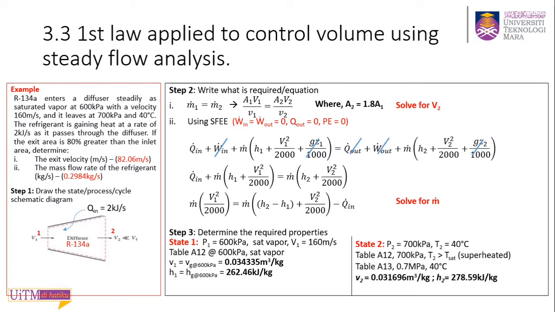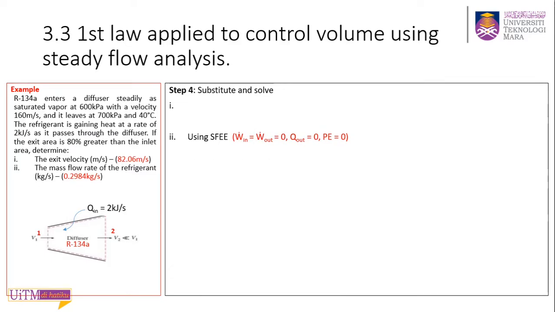For state 2, when we compare the temperature at the exit 40 degrees Celsius with the saturation temperature table A12 for 700 kilopascal, we can see that the phase of the substance is in the superheated region. Therefore, by using table A13, at the corresponding pressure and temperature, we can read for specific volume and specific enthalpy at state 2.